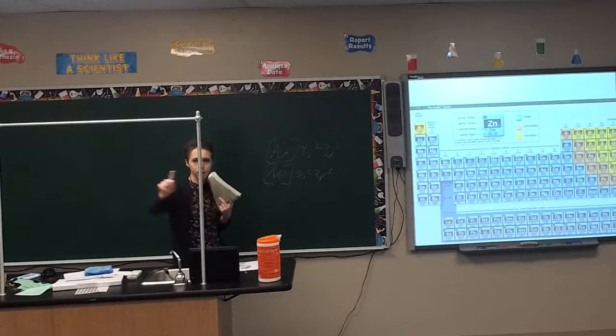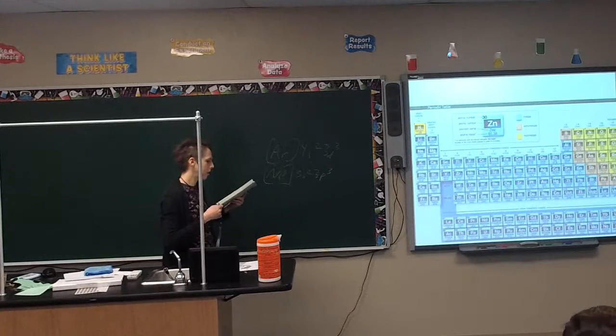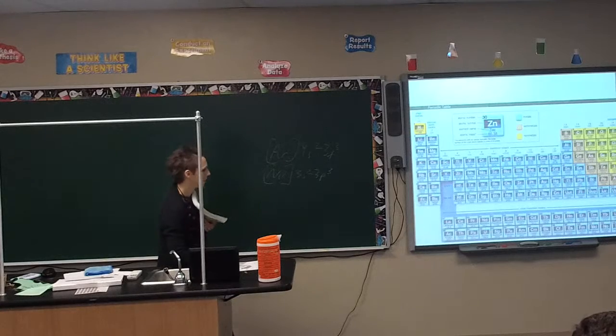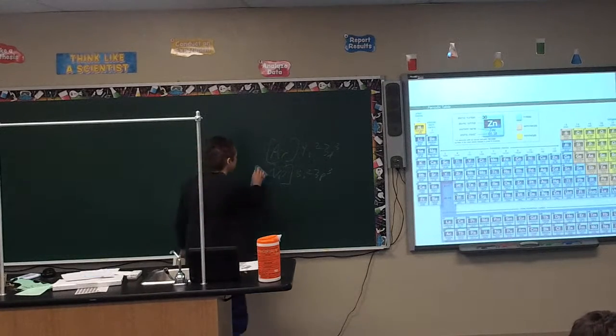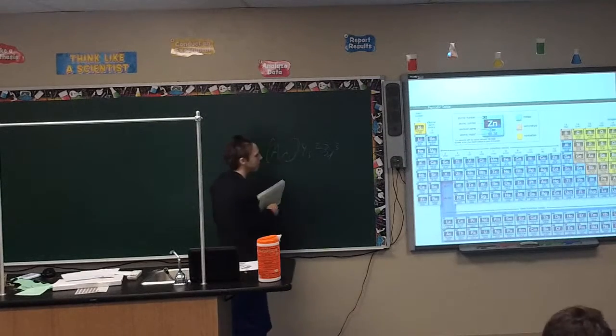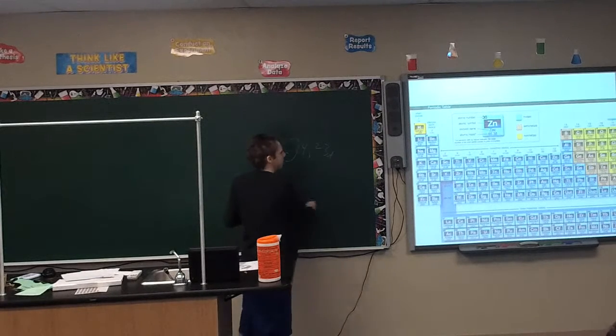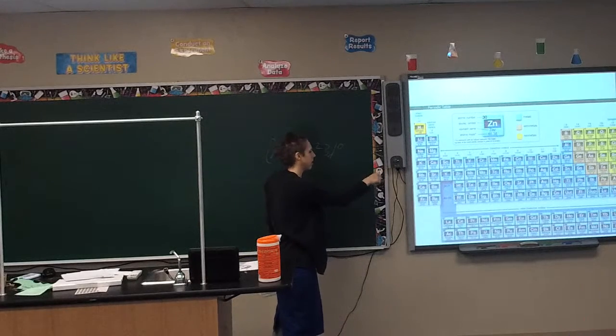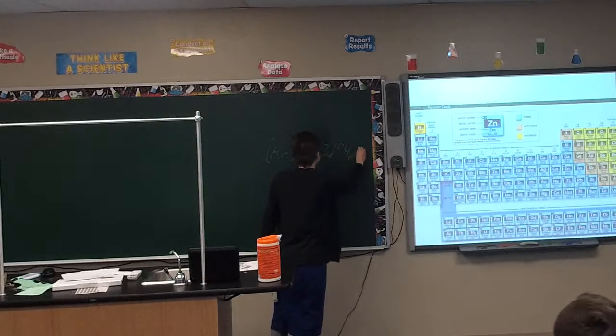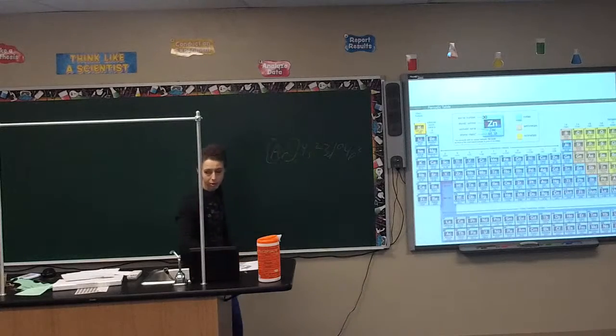You did two already, so back over to Quentin. Alright, Quentin. So Ge. Ar, 4S2. Alright, and then where do you go? 3D10. I should have left more space. 4P2. Alright, good job. Anyone have any questions about that one?